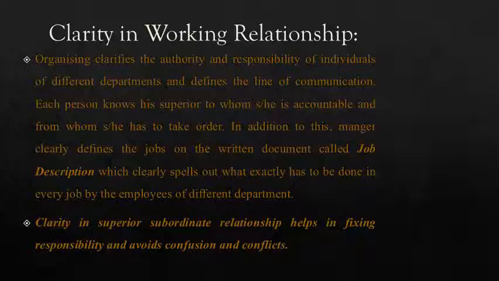So there won't be any kind of confusion in the mind of the employee about who is going to perform which activity, who will be responsible for what, and to whom they are accountable. So this kind of structure and clarification will lead to clarity in working relationship, and there won't be any kind of wastage of human or non-human resources, which will lead to the achievement of the planned objectives.